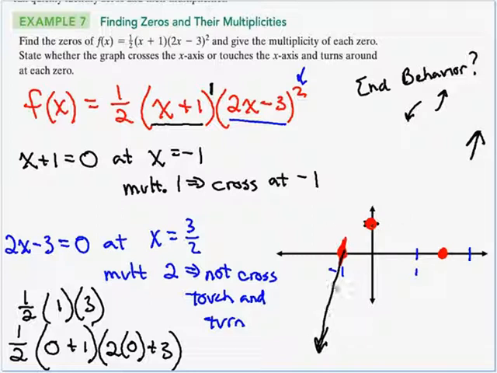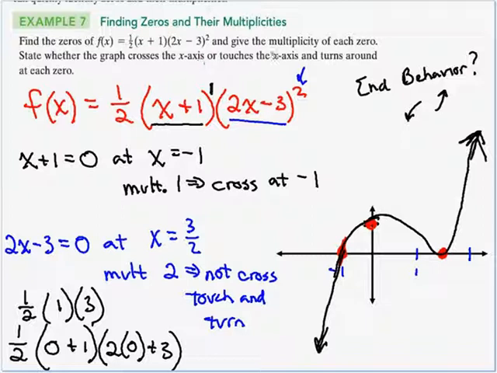All right, we were again going down to the right. That's our end behavior. We know we cross at negative 1, and then our y-intercept is here. And then we're going to come down, and here we do not cross, but we touch and turn around, and then we're up, completing our end behavior up to the right.